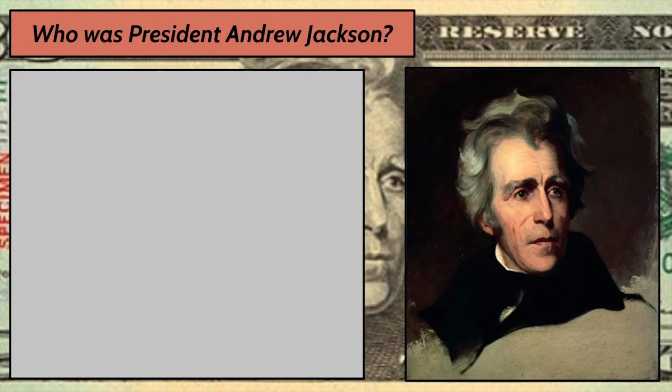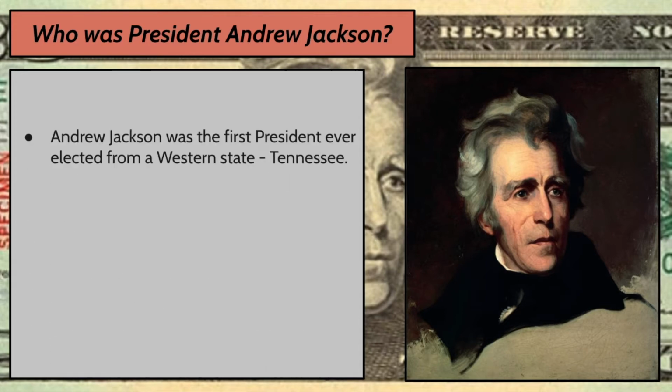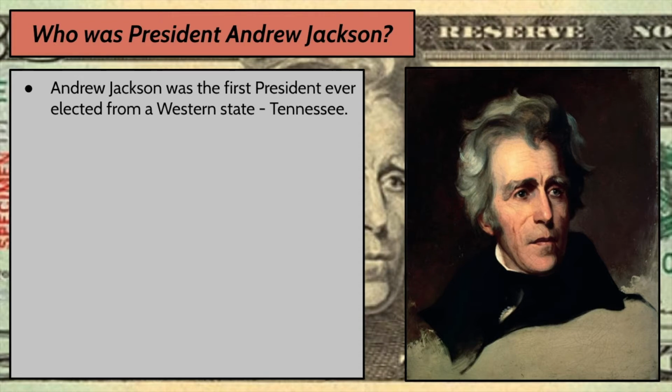So we're going to start off with the question, who was President Andrew Jackson, besides the guy that you see currently on your $20 bill? Andrew Jackson was the first president born in the United States while it was the United States, and he was the first president from the West. And at that point, Tennessee was considered the West. So he was the first president not from the original 13 colonies and not one of the founding fathers or related to one of the founding fathers.